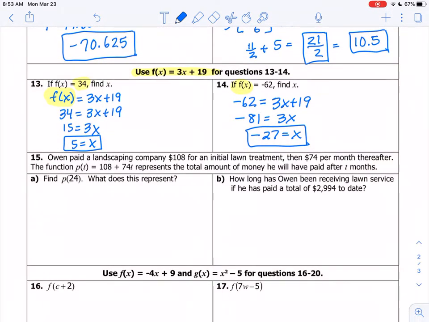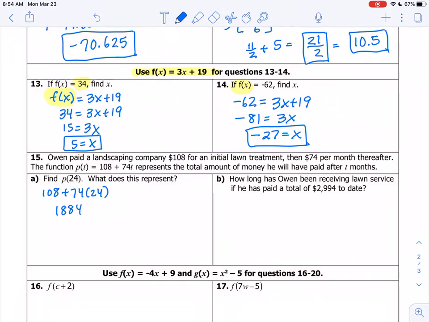Okay, on the next part, Owen paid a landscaping company $108 for initial lawn treatment, then $74 per month thereafter. The function p of t equal to 108 plus 74t represents the total amount of money he will have paid after t months. So find p of 24, and what does it represent? Well, if you do p of 24, that means you're plugging in 24 for t. So you have 108 plus 74 times 24, which gives us 1884.